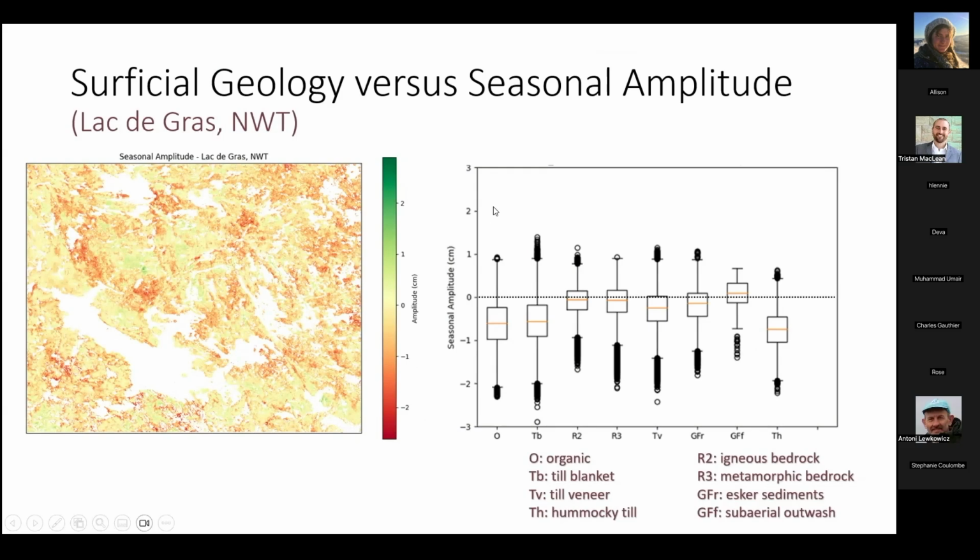And then the box plots here show the seasonal amplitude with respect to the surficial geology. You can see that R2 and R3 here, these are the bedrock regions, and their average amplitude is about 0, which you would expect, as well as the glacial fluvial regions, which are much closer to 0. And then, of course, all the till regions are showing greater amplitudes, especially the hummock till, which you would expect to have the greatest amplitude, as well as the organic.